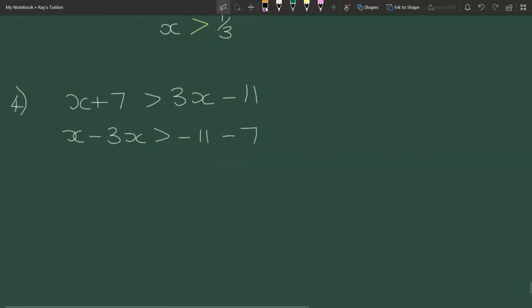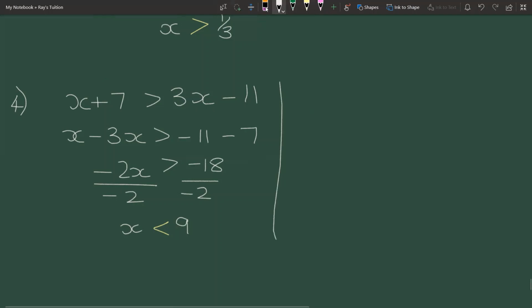So this here is -2x is greater than -11 minus 7, which is -18. And I'm going to divide both sides by -2. And then I've got x. We have to swap the direction, so x is then less than -18 divided by -2, which is +9.